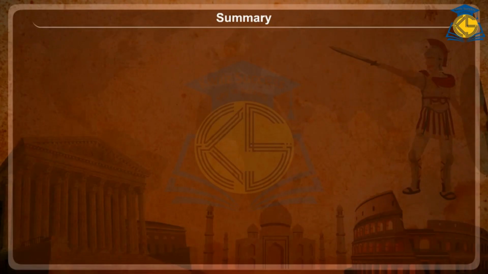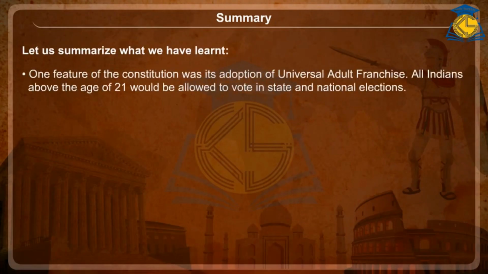Summary. Let us summarize what we have learned. One feature of the Constitution was its adoption of universal adult franchise. All Indians above the age of 21 would be allowed to vote in state and national elections.